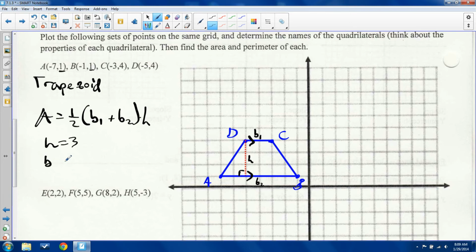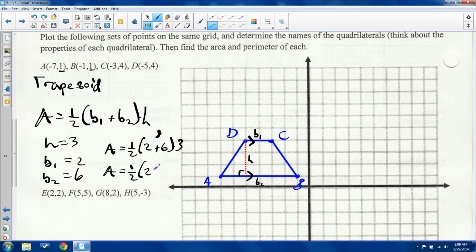My b1 equals 1, 2, and my b2 equals 1, 2, 3, 4, 5, 6. Plug them in. Solve for a. A is 1/2 times 2 plus 6 times 3. So like a robot, A equals 1/2, 8 times 3. Okay, 8 times 3 is 24, and half of 24 is 12.